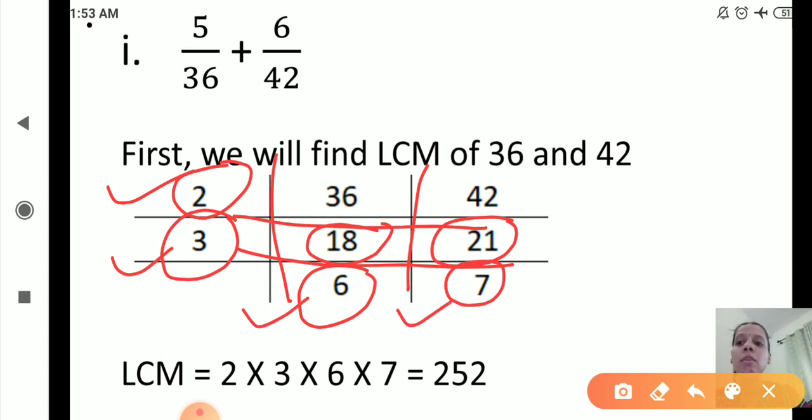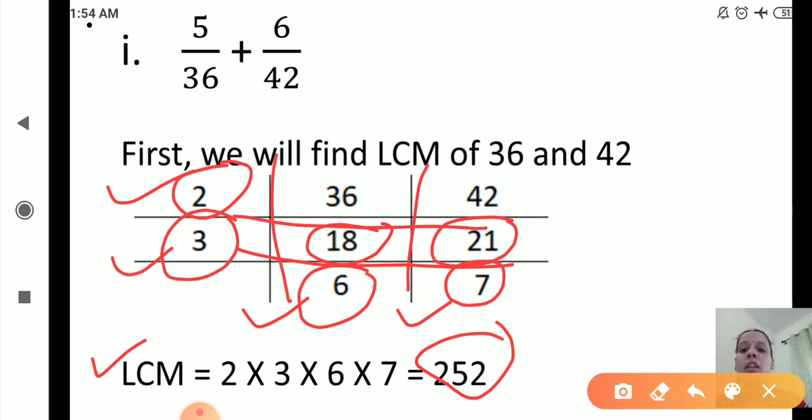So what is the LCM? 2 into 3 into 6 into 7. This step is also important. Directly you will not do the multiplication and write the answer. You will show this method. LCM is equal to 2 into 3 into 6 into 7. So 2 into 3 into 6 into 7 is equal to 252. Do this multiplication in your rough notebook. So what is the LCM of 36 and 42? That is 252.